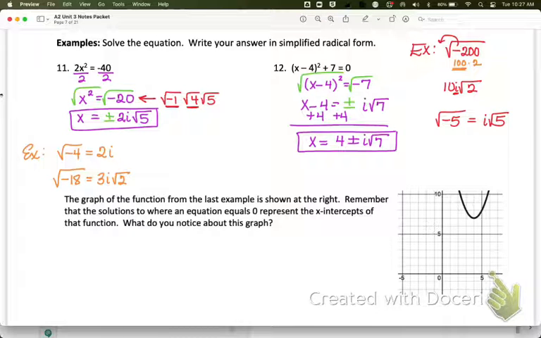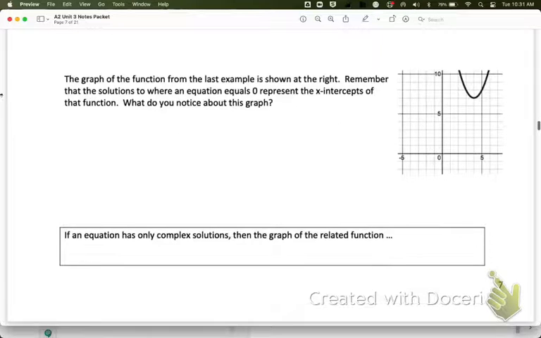Now, the graph of number 12, if I take the 0 out and put in an f of x and then graph it, the zeros, which is where it's equal to 0, this is what that function looks like. Notice it has no x-intercepts. But it has imaginary solutions. That's an important thing to notice.